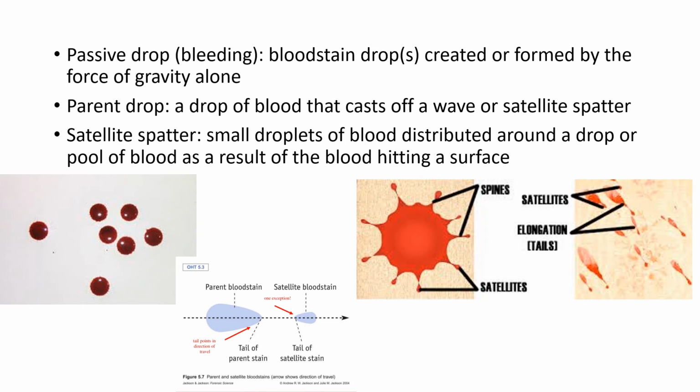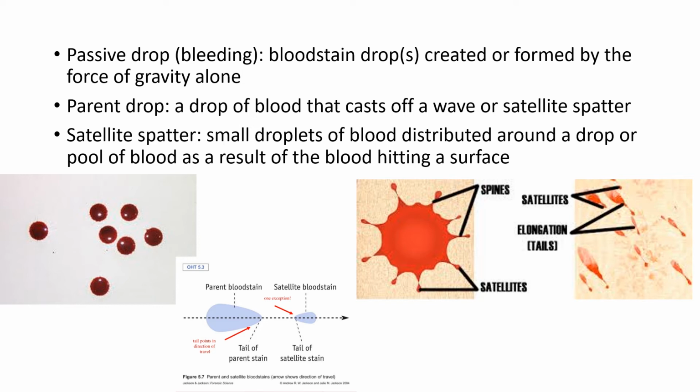We have passive drops, which is just bleeding with gravity. These are bloodstain drops created or formed by the force of gravity alone. So it's not moving. There's not necessarily an impact that is causing this. So this is, your nose is bleeding and it drips straight down. Drops that are very passive and dropping straight down are going to be very circular and not really have any tails or things like that.